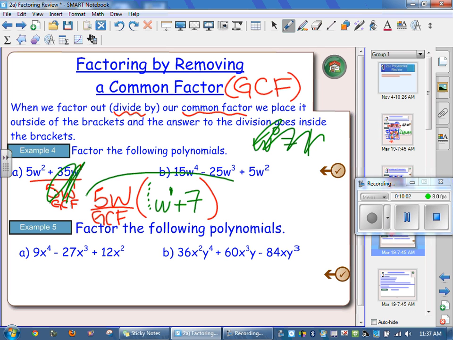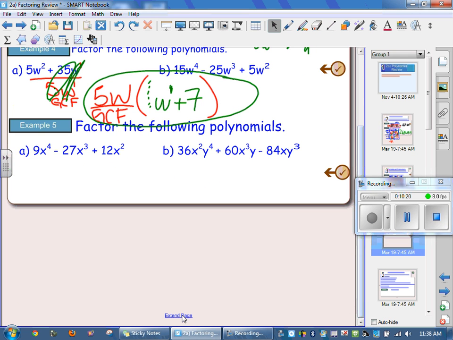You need to have that GCF attached out front of the bracket. You can't just have the W plus 7. You need to know what it was divided by. A good way to check your answer is to put it into an area box. So let's take a look and put this into an area box. Will we get the same answer? Yes, you're going to get the exact same answer. You should. If you don't, you know you've done something wrong. Then you go back to the start.